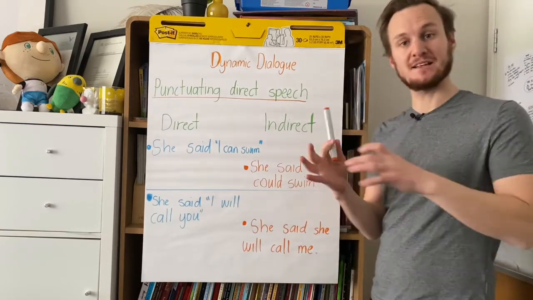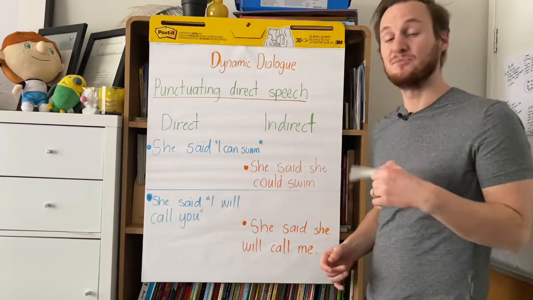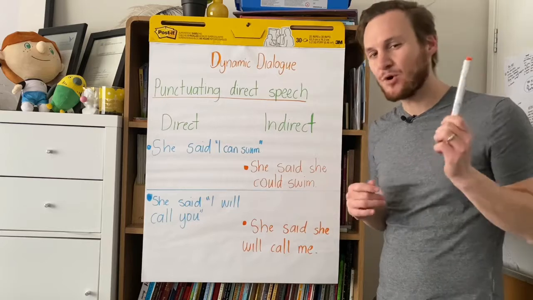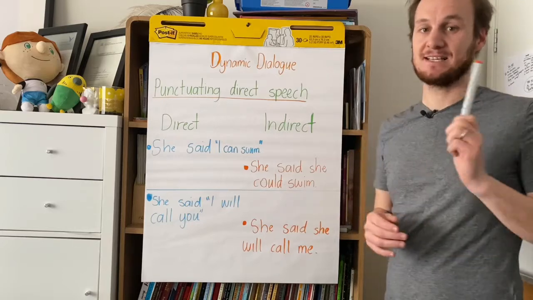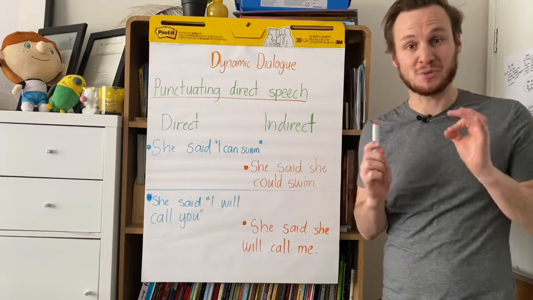Our writing lesson for today is going to be about punctuating dialogue. It comes under the theme of dynamic dialogue, writing dialogue that isn't just boring, but moves the story along. But before we do that, that's going to come next lesson. Today's lesson mainly is about creating dialogue that is actually punctuated properly.